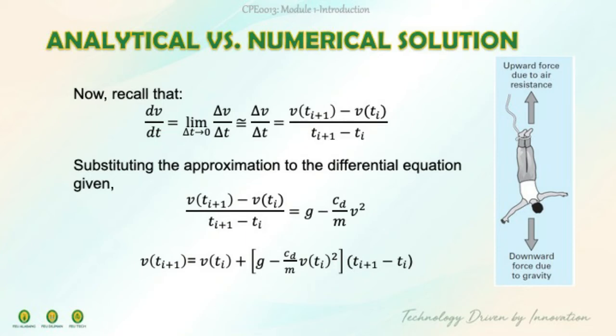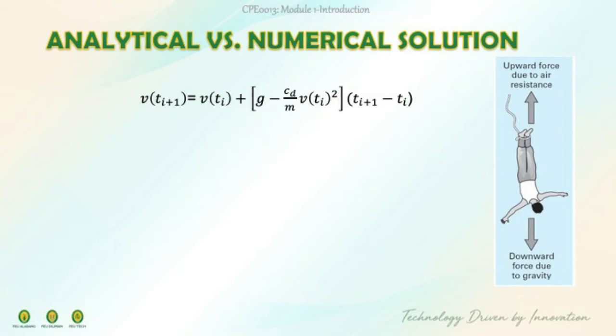So if you are given an initial value for velocity at some time t_i, you can easily compute velocity at a later time t_i+1. This new value of velocity at t_i+1 can in turn be employed to extend the computation to velocity at t_i+2, t_i+3, and so on. This approach is formally called Euler's method. We will discuss that in more detail when we turn to differential equations later.